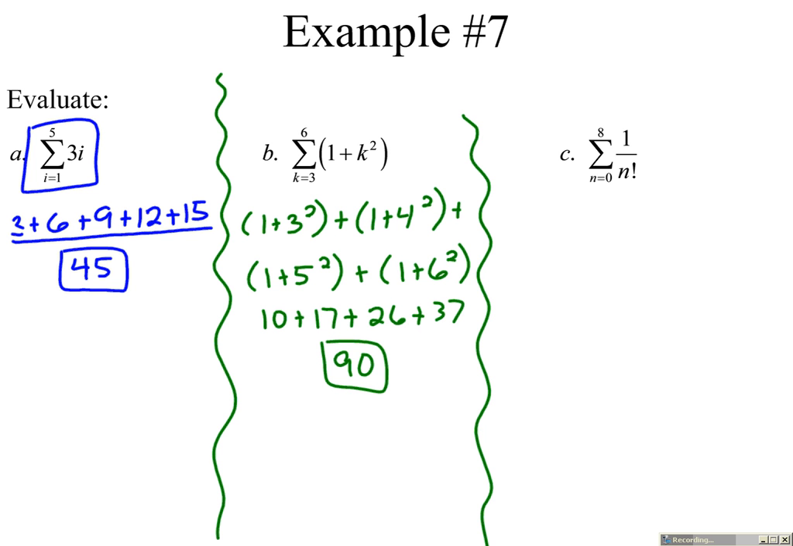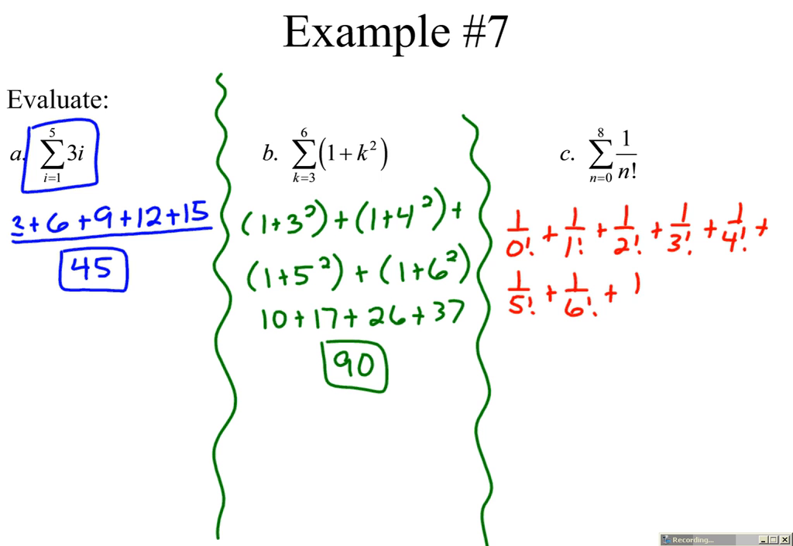Third one, factorial. This time there are 9 terms. 8 minus 0 is 8, plus 1 is 9. 9 terms that we would have to write out here in this summation. 1 over 0 factorial, 1 over 1 factorial, 1 over 2 factorial, 1 over 3 factorial, 1 over 4 factorial, 1 over 5 factorial, 1 over 6 factorial, 1 over 7 factorial, and 1 over 8 factorial. If you plugged all that into your calculator and added it up, you're going to get about 2.718 for the sum.